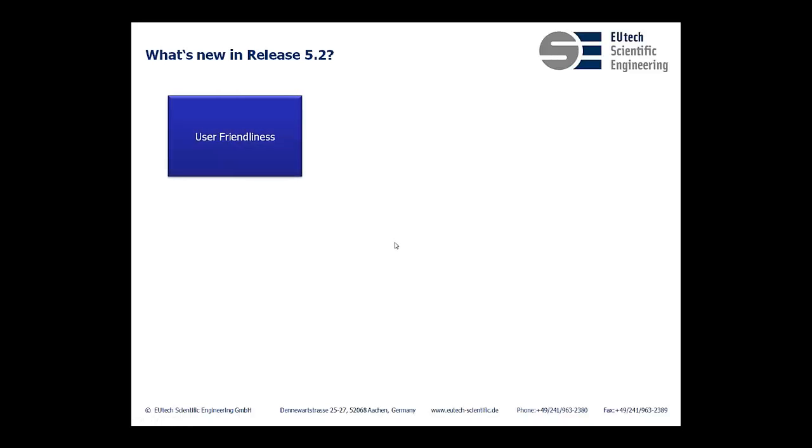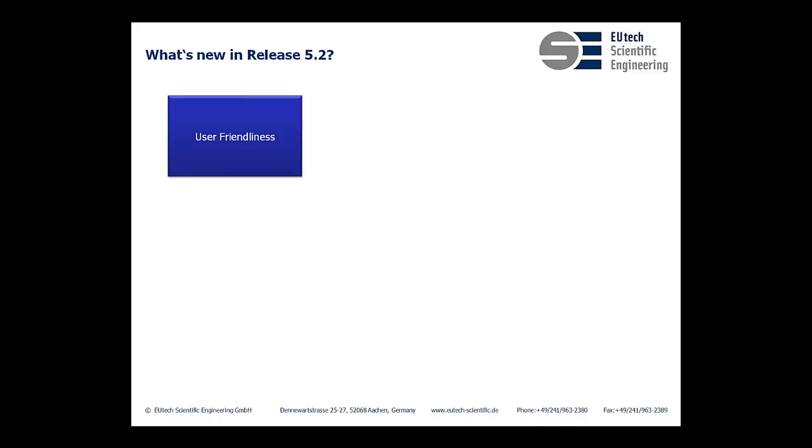So we've grouped the improvements that we made in this new release into three main categories. The first of which is basically user friendliness, how we improve Thermolib so your experience with using it is better. And we've had a lot of feedback from the last release from customers about how they would like it, and we tried to include a lot of that in this new version.